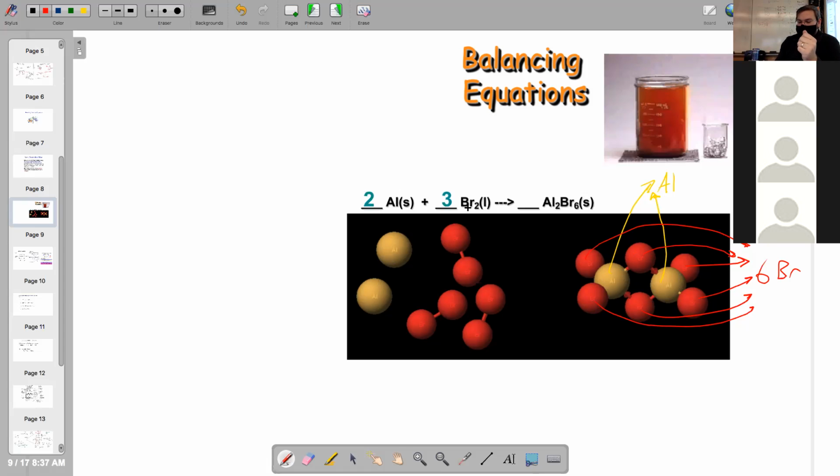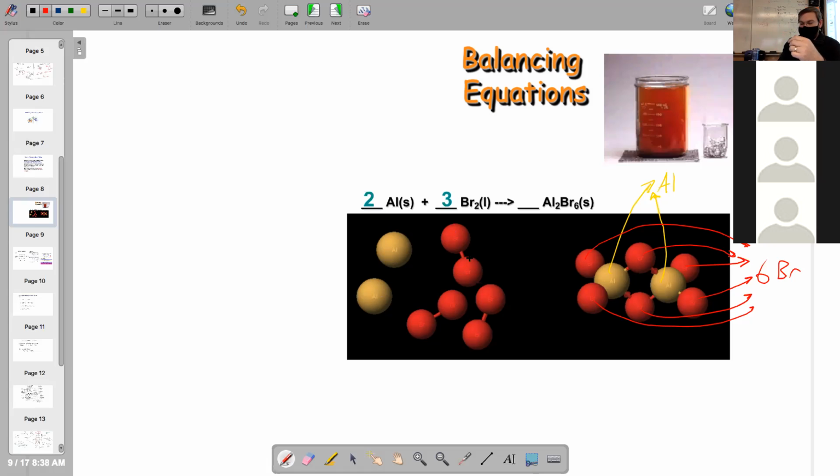But bromine is one of those diatomics. It's one of those elements that always exists as two atoms bonded together. So because bromine is Br2, and altogether we need 6 bromines, you just need 3 of the bromine molecules. So altogether, it takes 2 aluminums and 3 bromine molecules, and you've got the correct constituents to make Al2Br6.